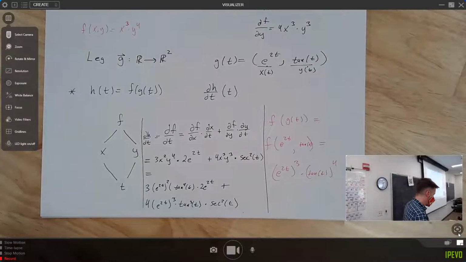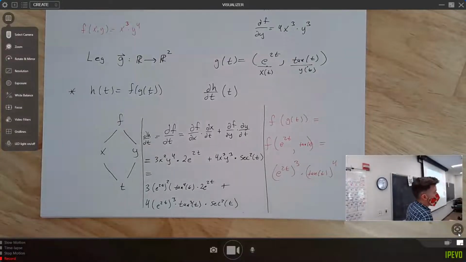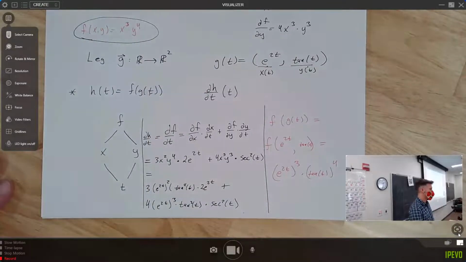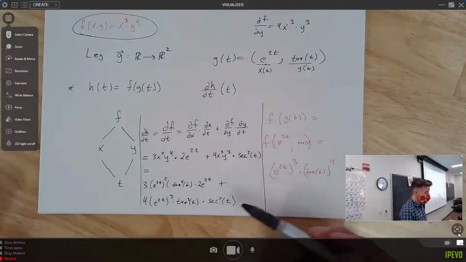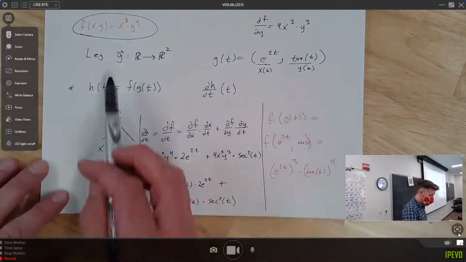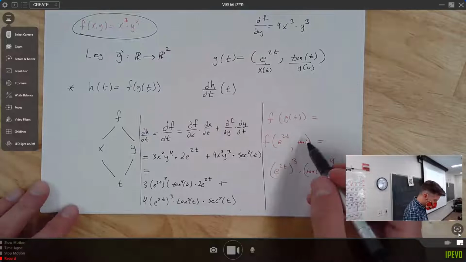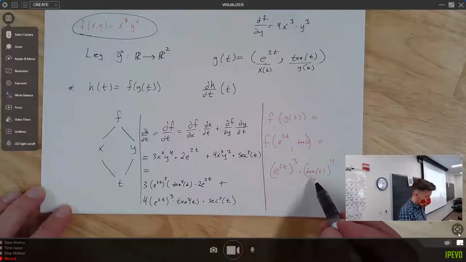So that's the idea. And you can definitely approach problem 1 from your homework in a very similar way. Notice, I never actually had to use the fact that the function was equal to x cubed y to the 4th. We could have, but we never needed to. You could totally write the function this way if you really wanted to, as e to the 2t cubed times tangent of t to the 4th.